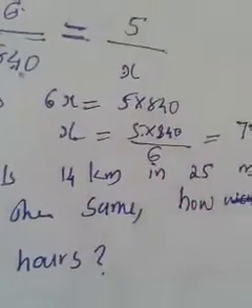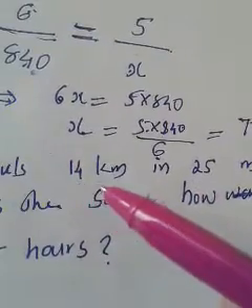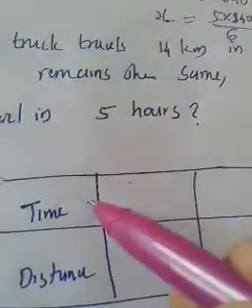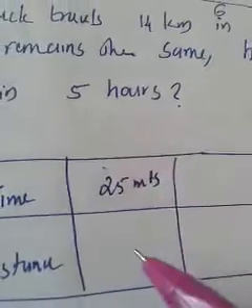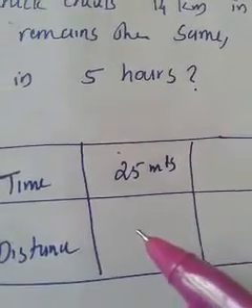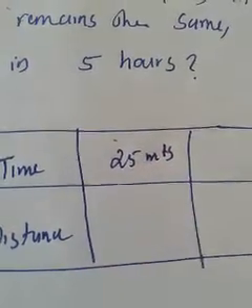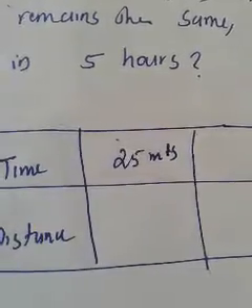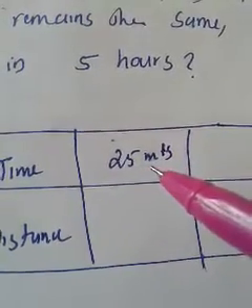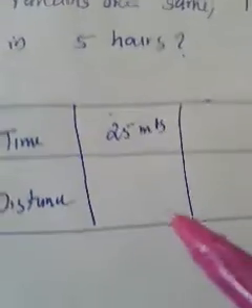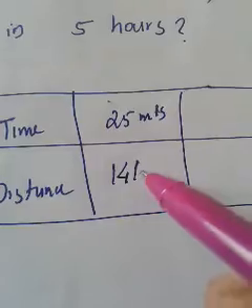Now just see. It is given that in 25 minutes it will cover a distance of 14 kilometers. That means according to time you can write 25 minutes. Clear? Corresponding to 25 minutes, in the question it is given that the truck can complete a distance of 14 kilometers. So according to 25 minutes you can write 14 kilometers here.